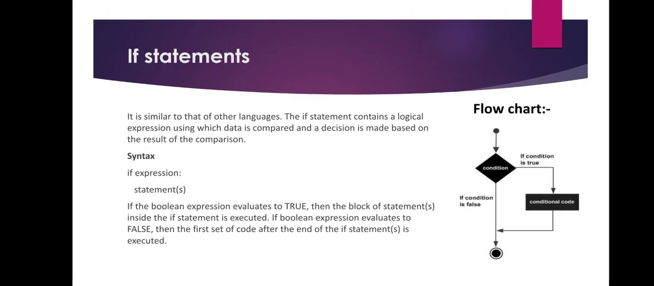In the types of decision making statements, the first one is the if statement. It is similar to other languages, such as C programming and Java programming. The if statement contains a logical expression. While using the if statement, we use logical expressions, and by using them we take decisions. The data is compared to make a decision, and the result is based upon the comparison.